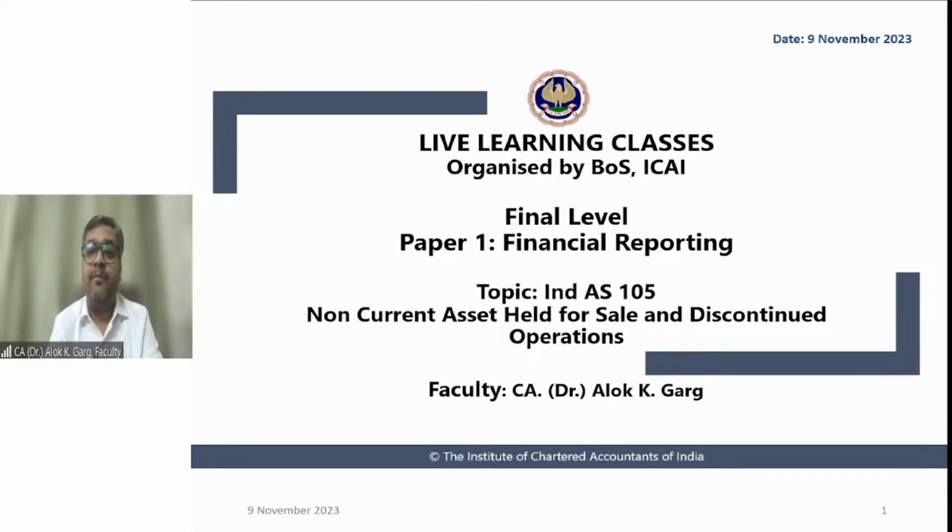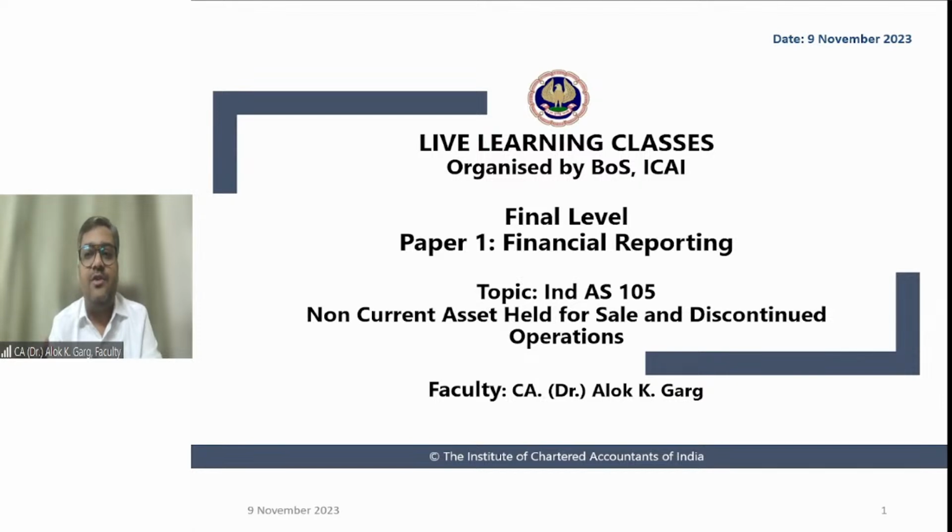Number one, depreciation stops. Number two, when a non-current asset is classified as held for sale, it has to be shown under the current asset category, not under the non-current asset category, right? Number three, an item will be classified as held for sale when two conditions, ISPC plus HP, are met. ISPC means it is available for immediate sale in present condition. And sale must be highly probable.